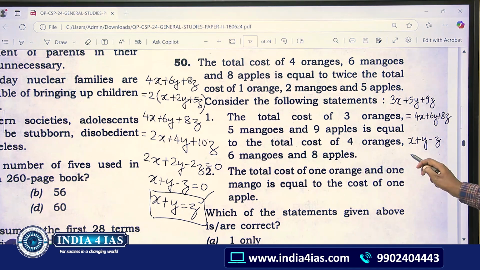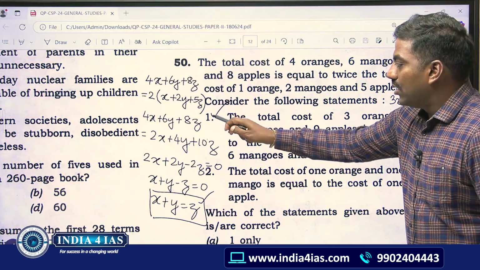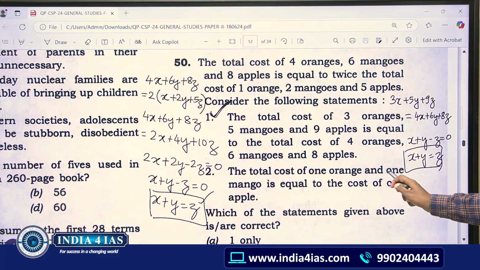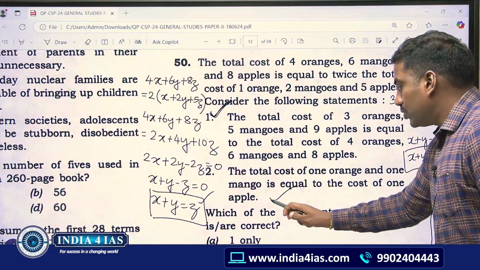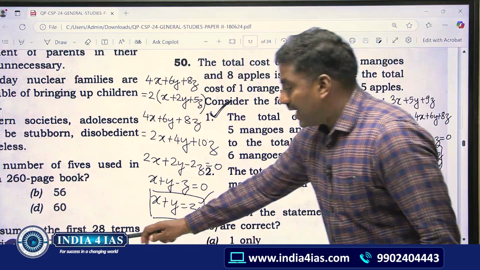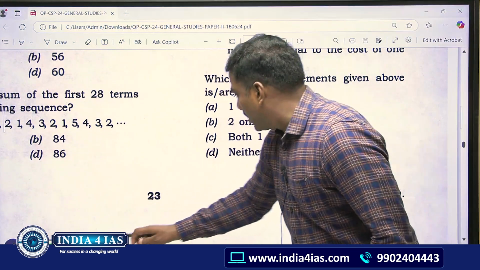Yes, we are reaching there. x plus y is equal to z. Yes, this is the information that has been given. So statement 1 is correct. Then the total cost of one orange and one mango is equal to the cost of one apple. That is what we have written: x plus y is equal to z. So both the statements are right. Then the answer is C. Both of them are correct.